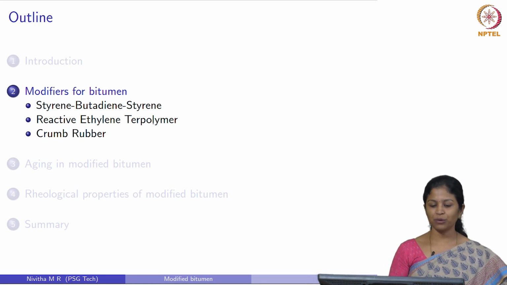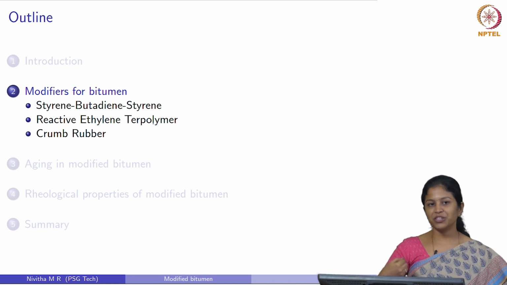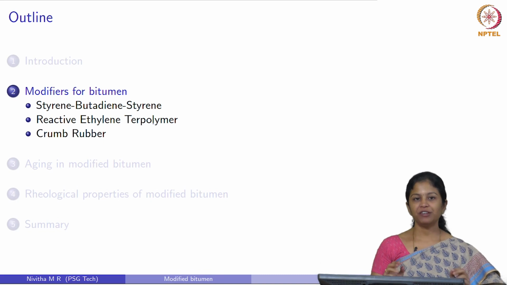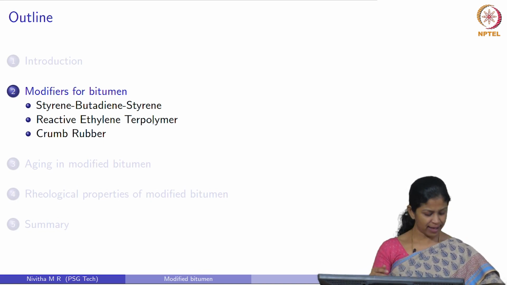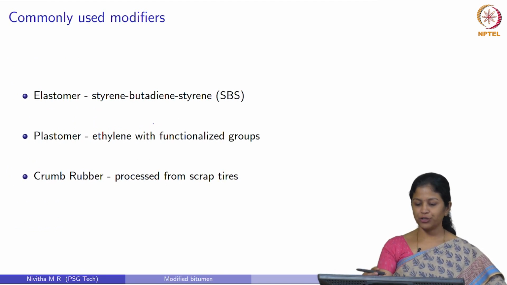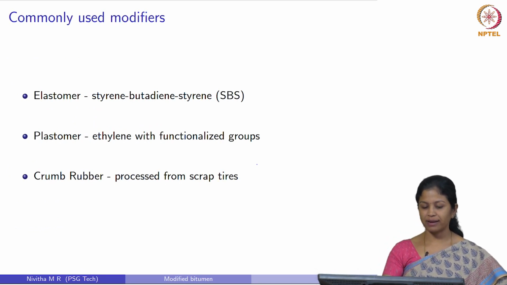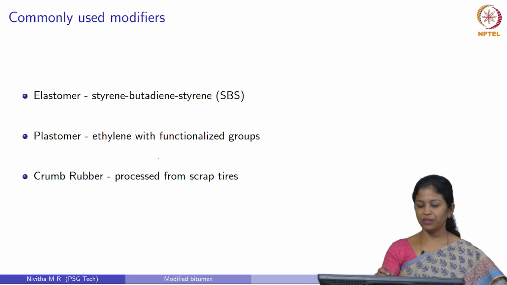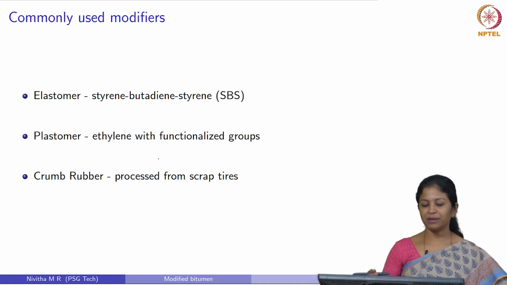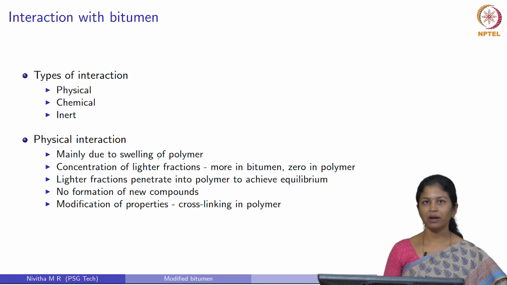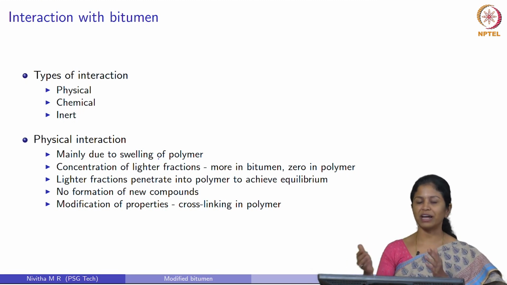Now, let us look into the interactions which each of these classes of modifiers develop with bitumen. The first class of modifier used for bitumen is styrene butadiene styrene. Plastomer is an ethylene with functionalized group, and crumb rubber is rubber processed from scrap tires. So, we are going to take into consideration these 3 modifiers for bitumen. These modifiers can develop different types of interactions with bitumen.